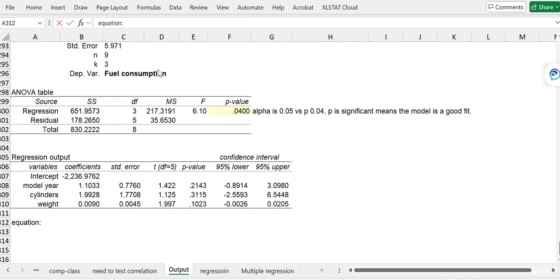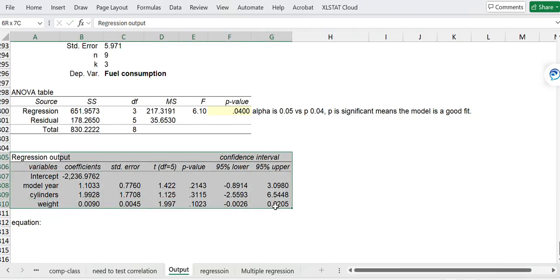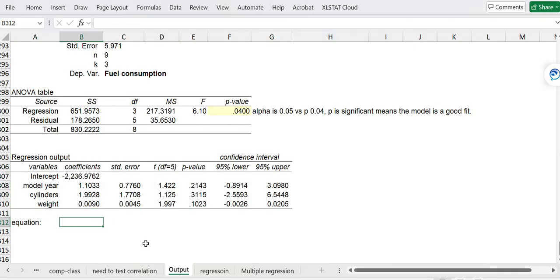Okay, so let's do the next part. The next part is about the regression output. It talks about the different factors that we used. See, it is automatically taking the intercept is this much, the model year, cylinder, weight. So it's giving us the values, which are x1, x2, x3, right? This is x1, x2, x3. And what are the numbers corresponding to this? This is the M1, M2, M3.